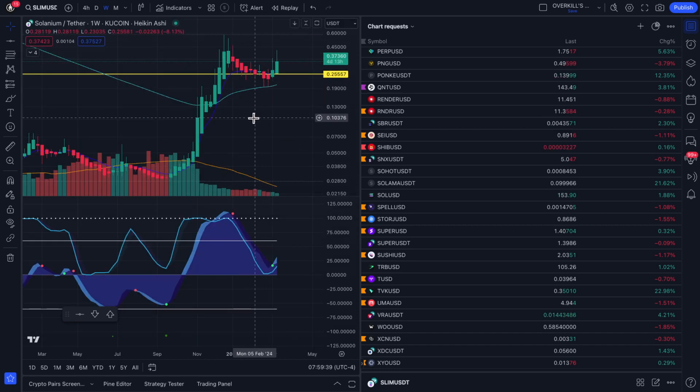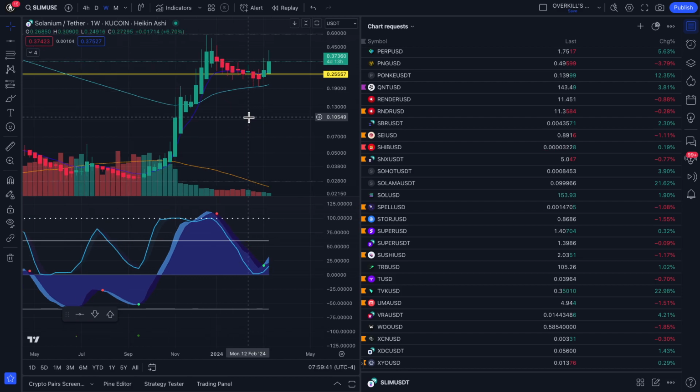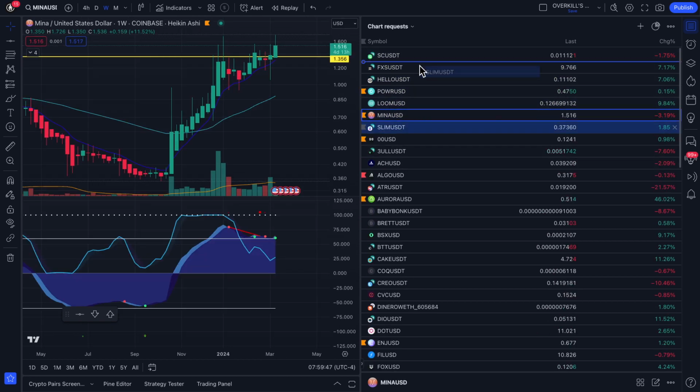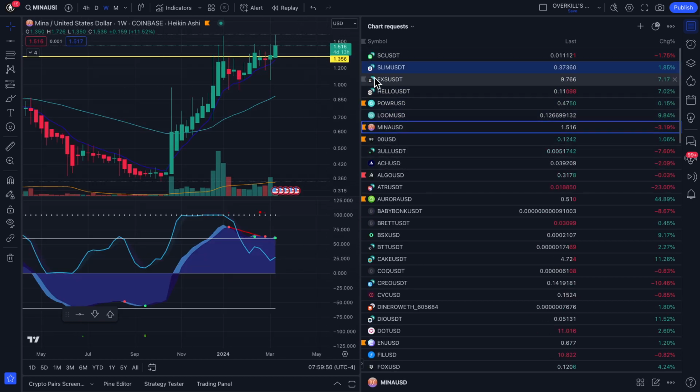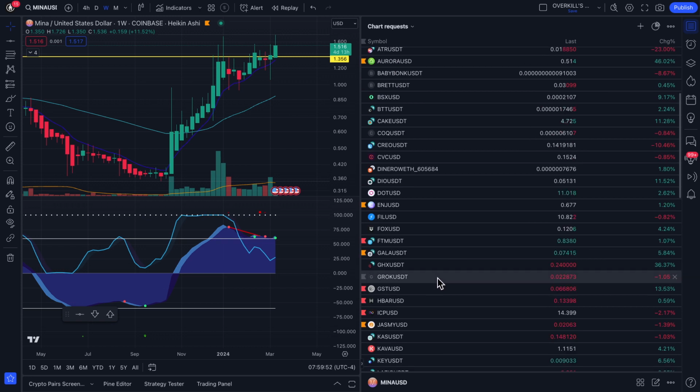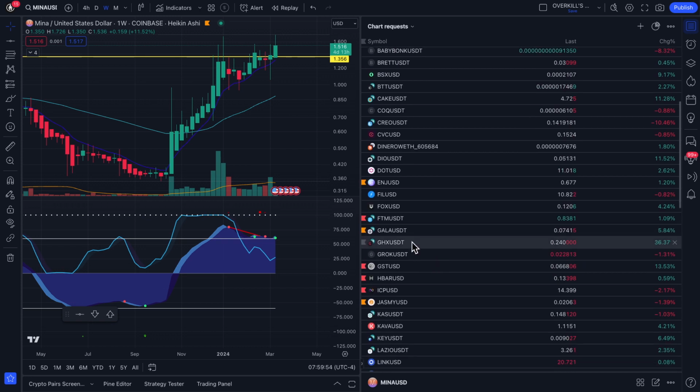Prime time setup here, folks. Prime time setup. And unfortunately, you can't buy this thing on Coinbase. So I am not adding it to my watch list, but that one's right up there with probably Filecoin. That's a really good buy if you guys have an exchange that sells it.